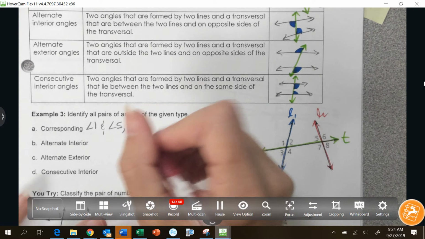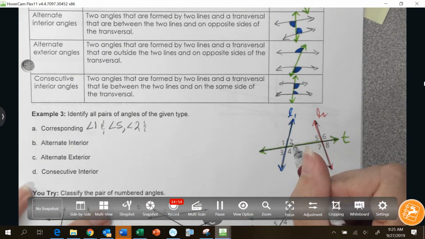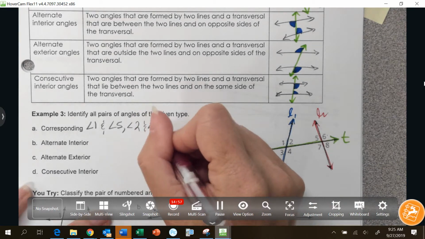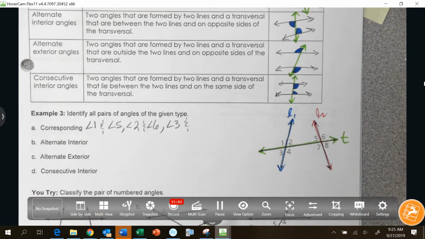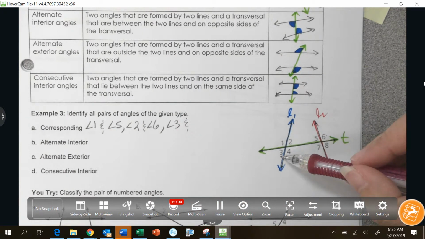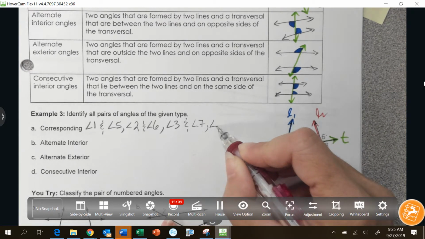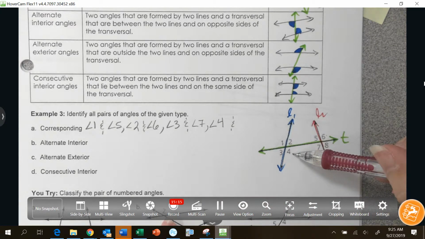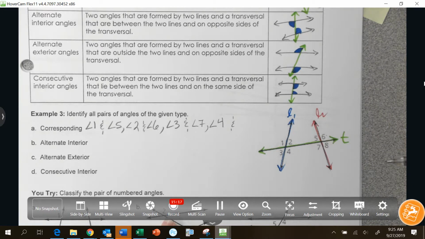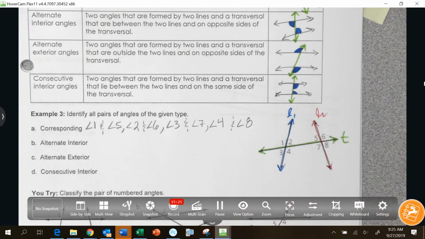And then if I say angle 2, Madison, can you tell me what corresponds to angle 2? Angle 6. Very good. Angle 3. Zachary, what corresponds to angle 3? Angle 7. Nice. And then angle 4. Aaliyah, what corresponds to angle 4? I can't hear you, huh? 8, yes. Excellent. Those are all the corresponding pairs.